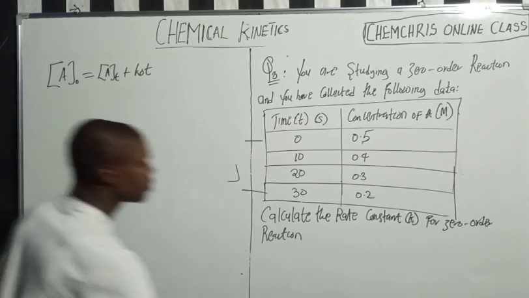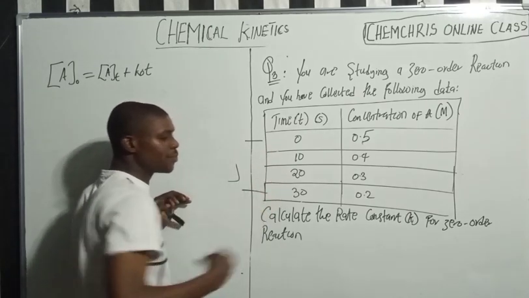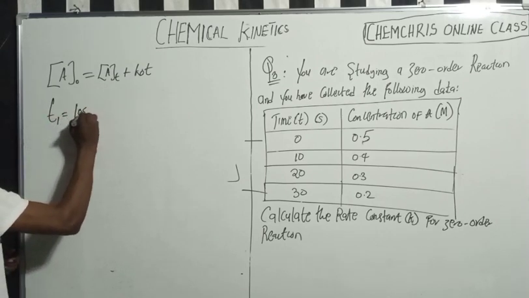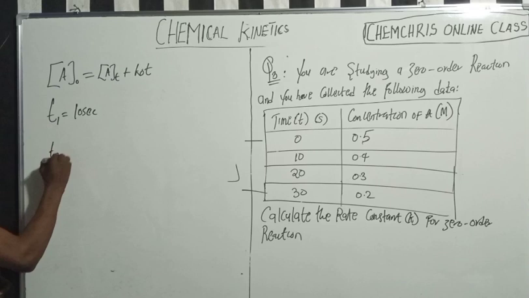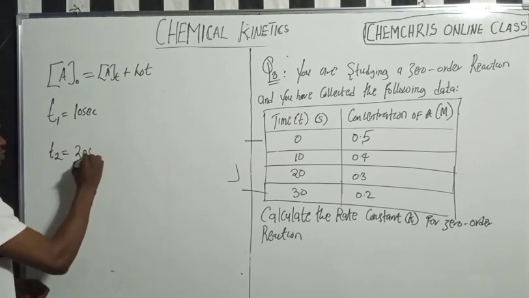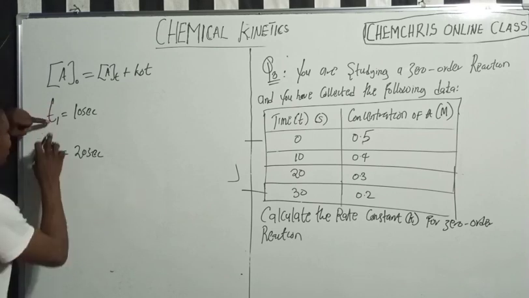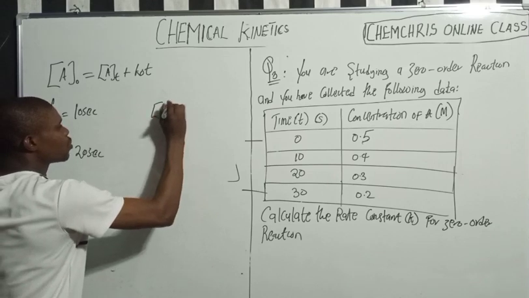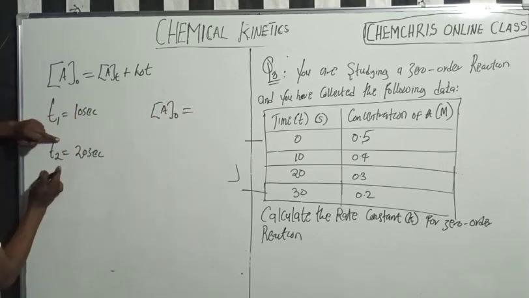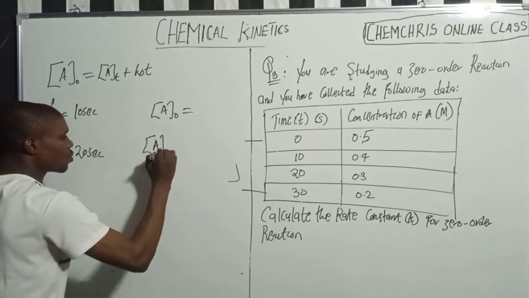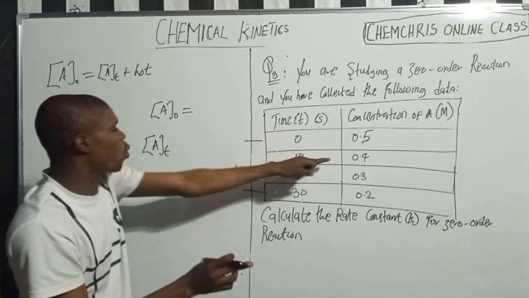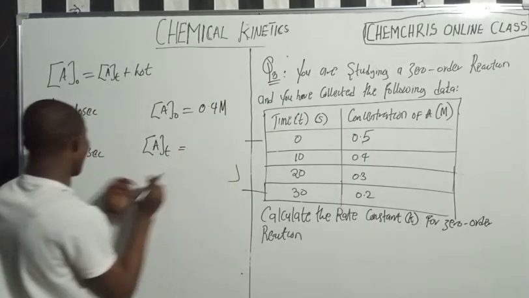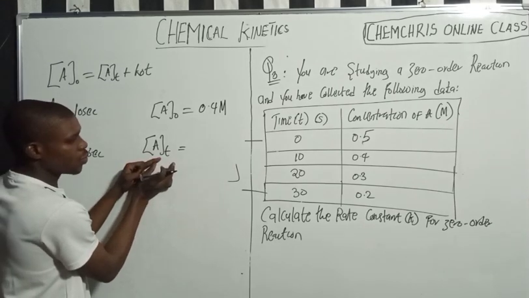Now I want to use 10 and 20. Let me see if I get the same answer. So T1 equals to what? 10 seconds, right? And T2 equals to what? 20 seconds. Now remember, T1 is my initial time, so I'm going to get the initial concentration. T2 is my final time, so I want to get the final concentration. So at 10 seconds, what is the concentration? 0.4 molarity. Now at 20 seconds, what is my concentration?